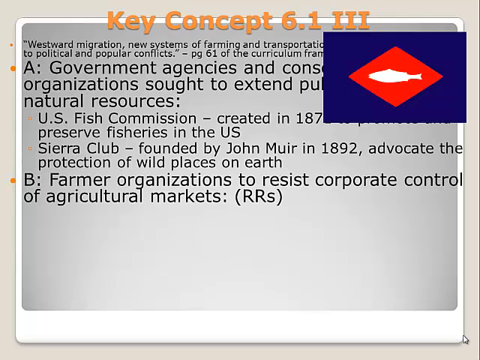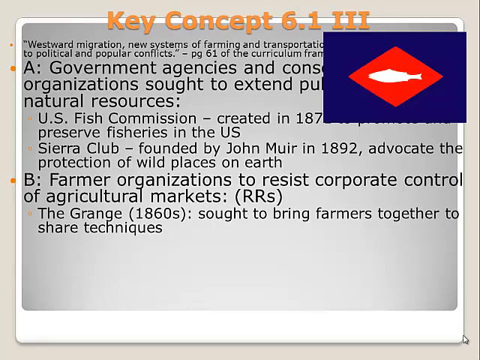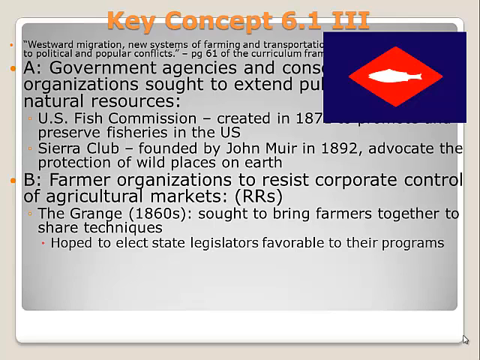Farmer organizations begin to develop to resist corporate control of agricultural markets. So essentially, this is the farmers' version of unions. We had the Grange from the 1860s. They sought to bring farmers together to share techniques, and they hoped to elect state legislators that were favorable to their programs. Granger Laws, be familiar with this term. These were laws that states passed that regulated railroads.